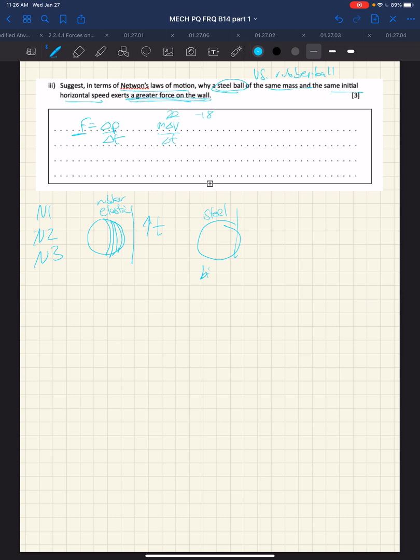It's like a billiard ball, a pool ball, compared to a tennis ball. The tennis ball hitting the wall will take some time to compress and then expand, whereas the billiard ball or the steel ball will not take that time. The delta t is small. All right, so Newton's laws of motion. So we would say Newton's second law states F net equals delta P over delta t.